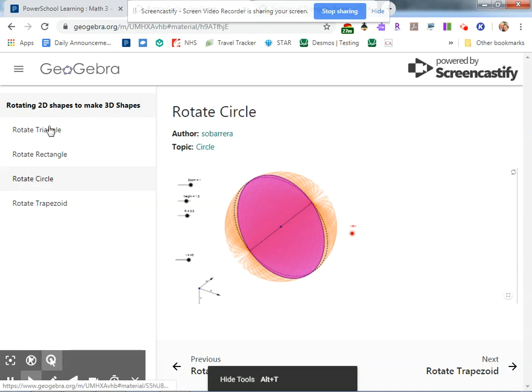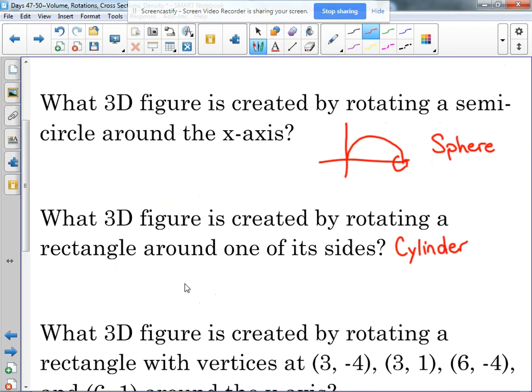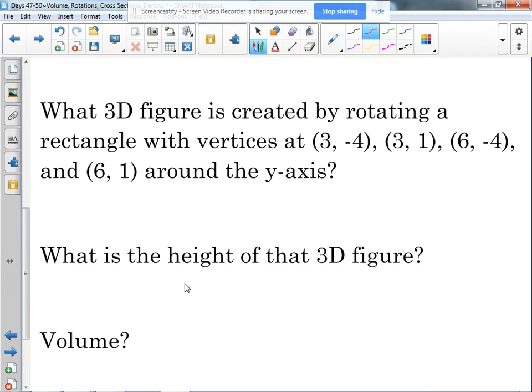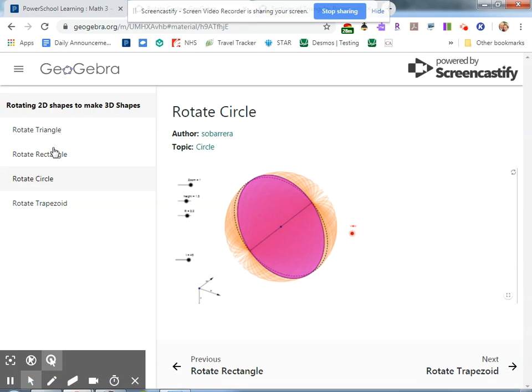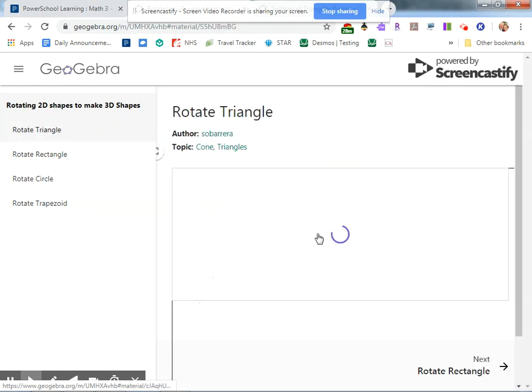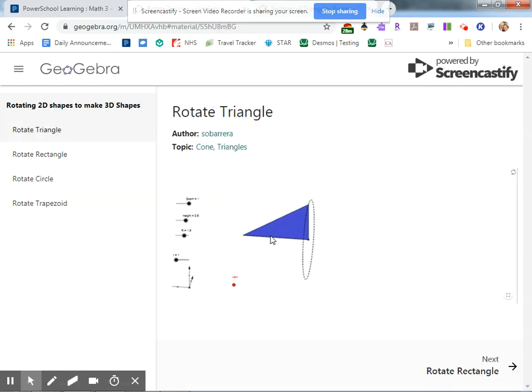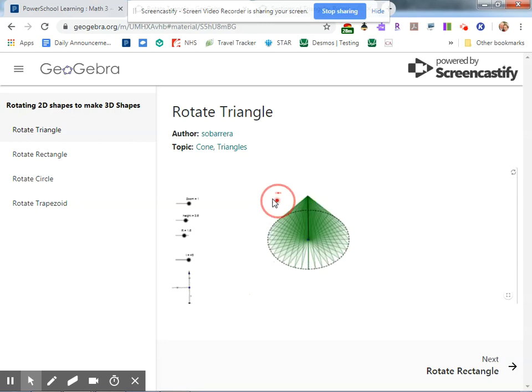Okay, let's go back. What about a triangle? What do you think a triangle is going to make? Before I click on it, we rotate a triangle. Okay, here's a triangle. We're going to rotate it around this side right here. So if I spin it around, it does indeed make a cone.